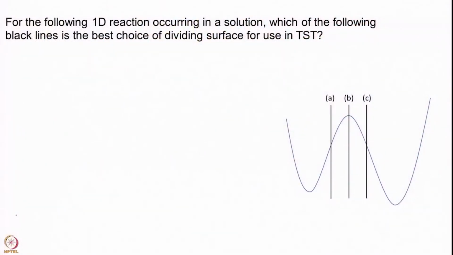Okay. So, the correct answer is B. This is the best choice. Why? You have to look into the assumptions made in the transition state theory. This is what this question is about. At A, this is my reactant, this is my product.